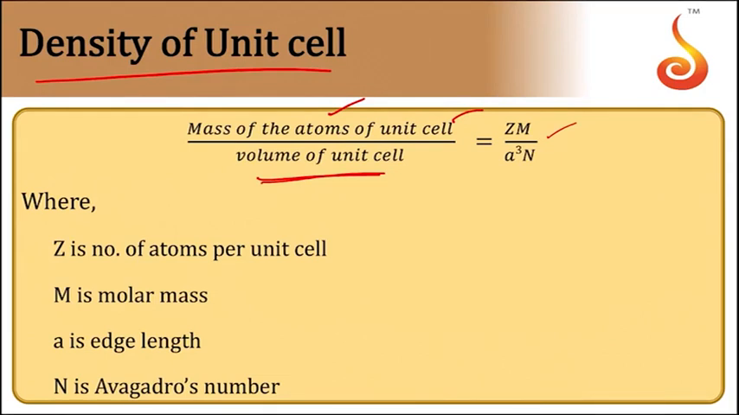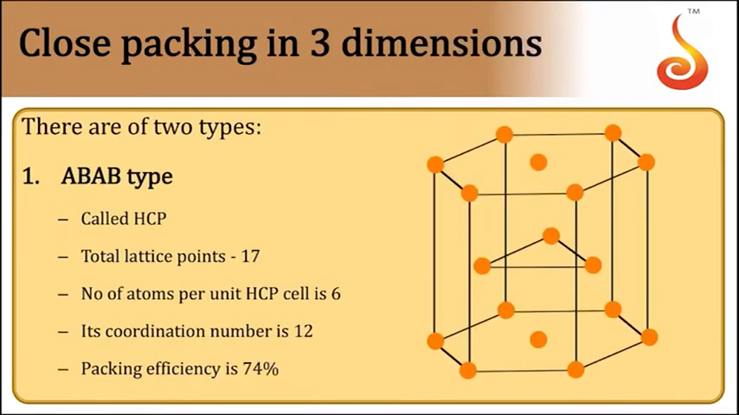Here Z stands for number of atoms per unit cell. Suppose it is a simple cube, value will be equal to Z is equal to 1 for simple cube, and body centered cube value is equal to 2, and FCC the value is equal to 4. That way the value of Z comes. M is the molar mass of the atoms which are present here. a stands for edge length and N is the Avogadro's number, the constant value. So density is given by Z into M by a cube into N.